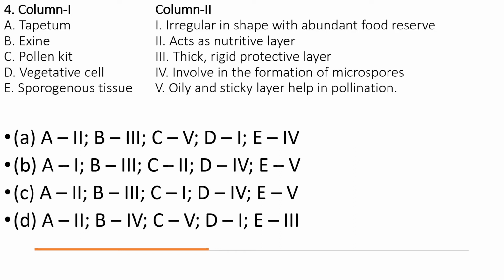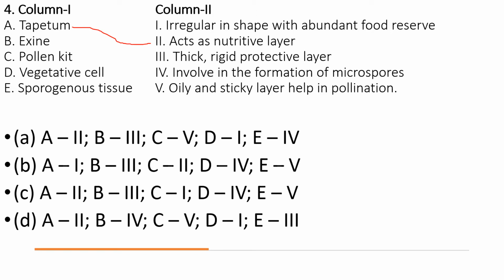So now coming to the first one, tapetum. We know that the tapetum is the wall layer present in the microsporangia, and it is the nutritive tissue which consists of more than one nucleus. So they may be binucleate or have more than 2. So the tapetum acts as a nutritive layer for developing microspores.